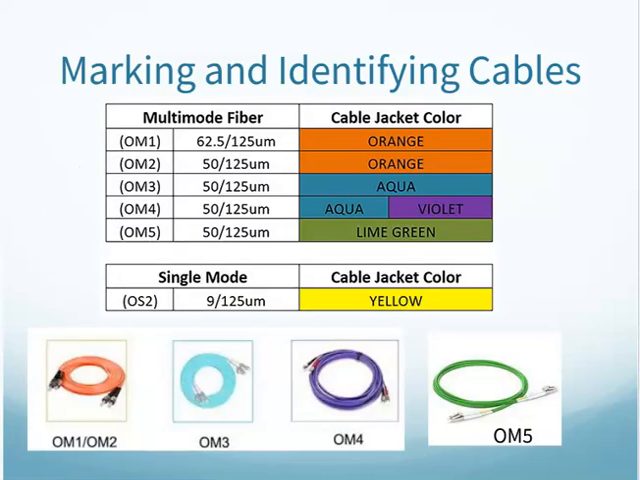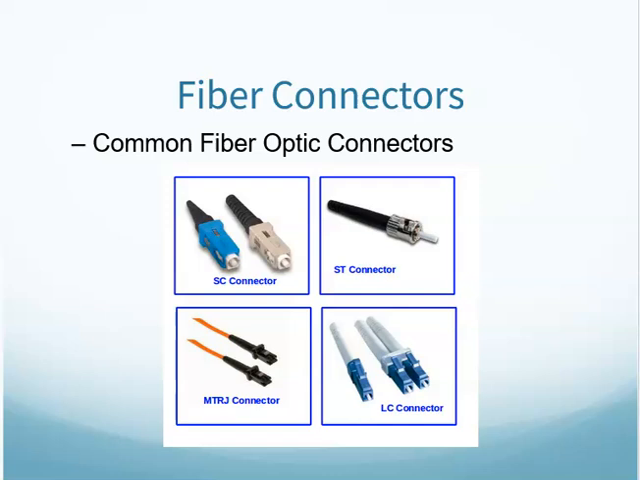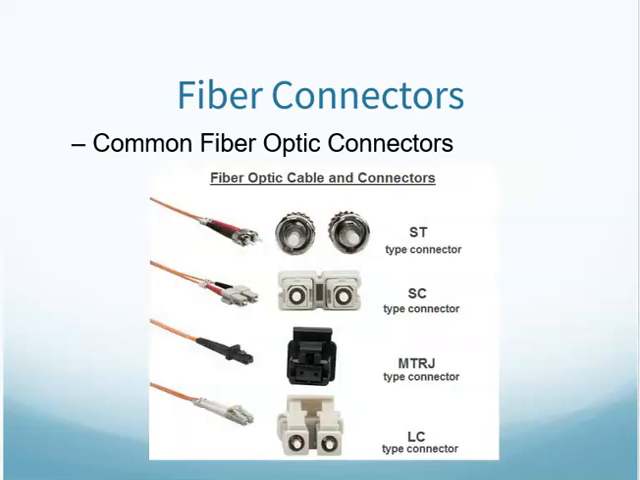So again, go to the color code of the jacket, go to the color code of the connector to make sure you're not interconnecting those two. And I put a reminder here about your connector types as well. SC, ST, MT-RJ, LC. A lot of modern connections are using LC. Just as a little heads up.